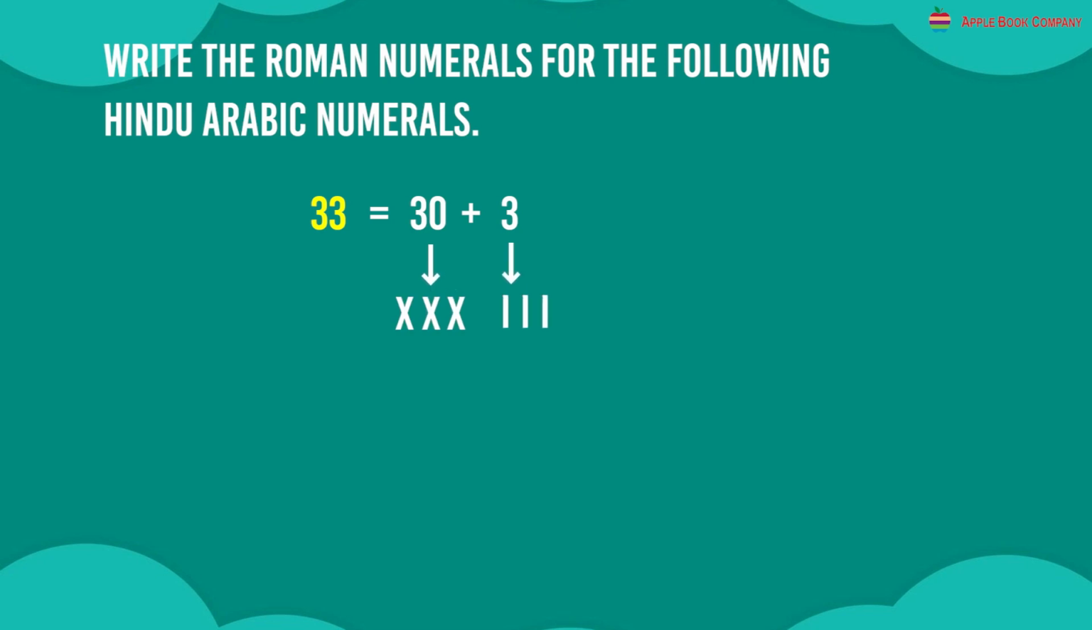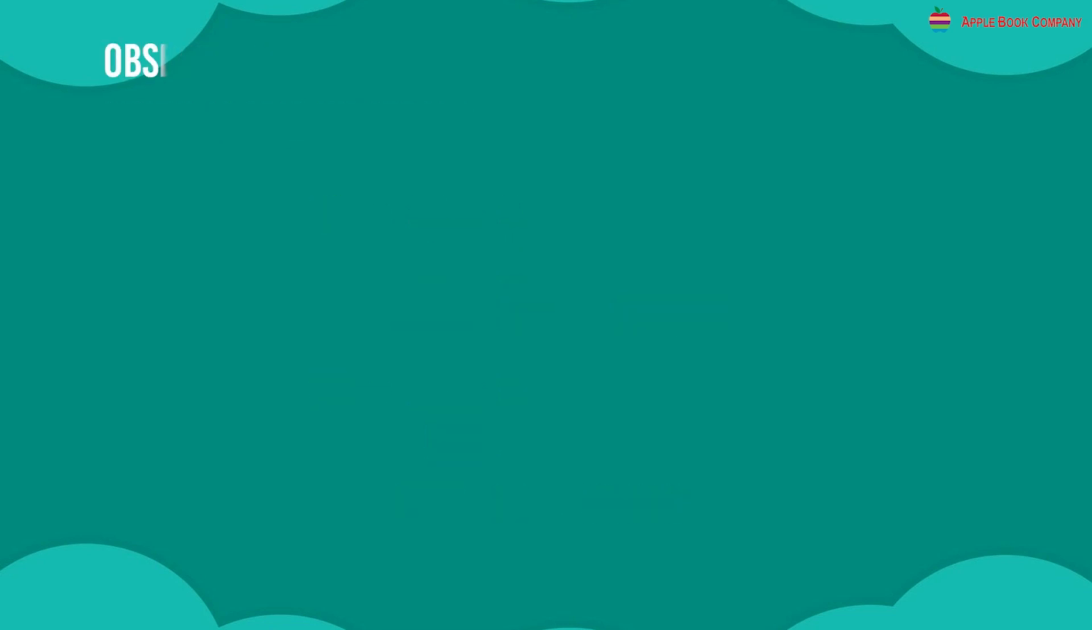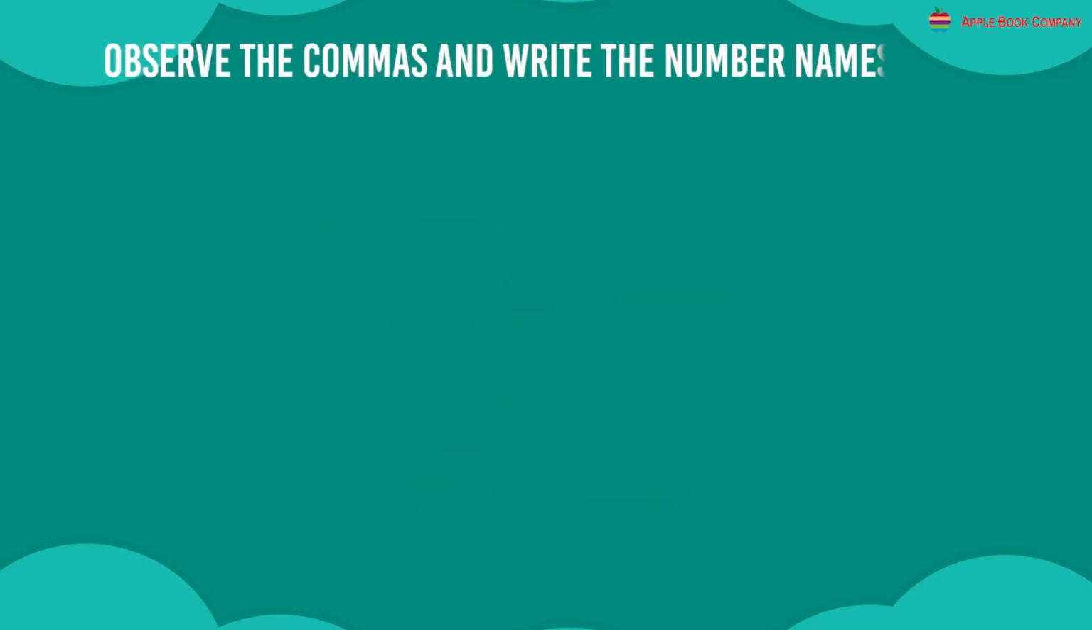Therefore, the Roman numeral is XXXIII. 39 is 30 plus 9, XXX plus IX. So it is XXXIX. Observe the commas and write the number names.